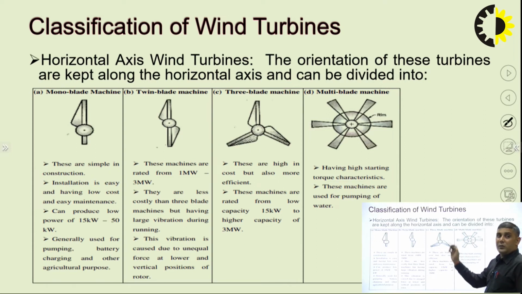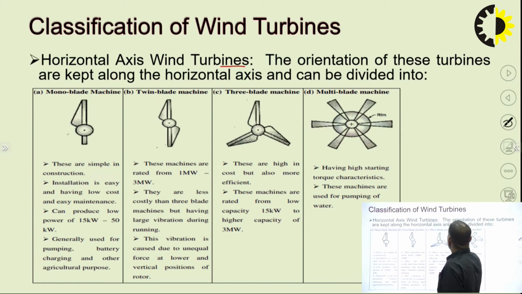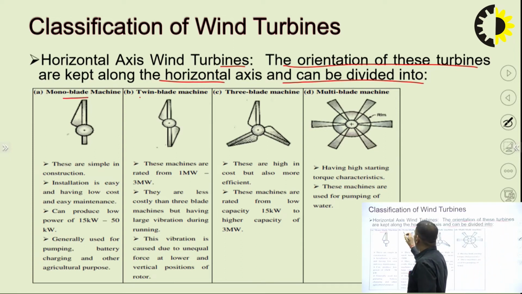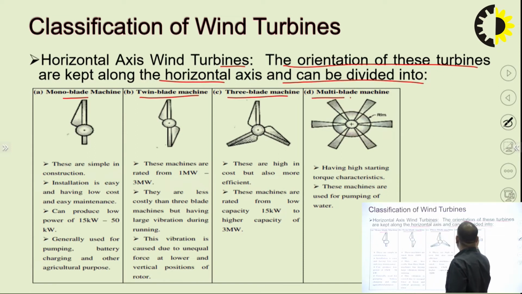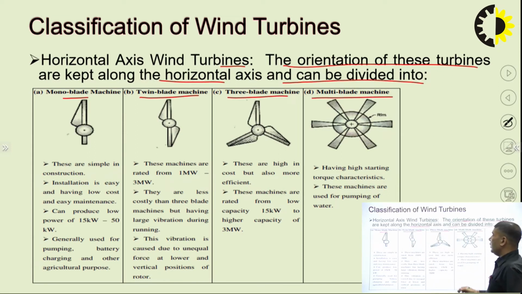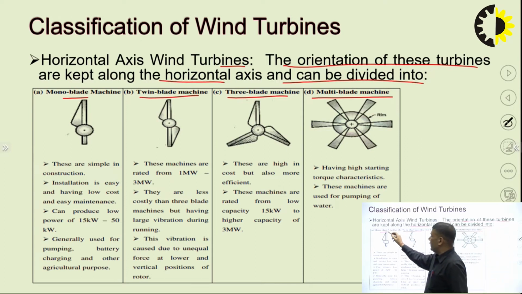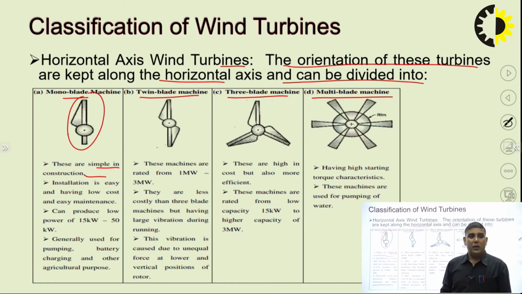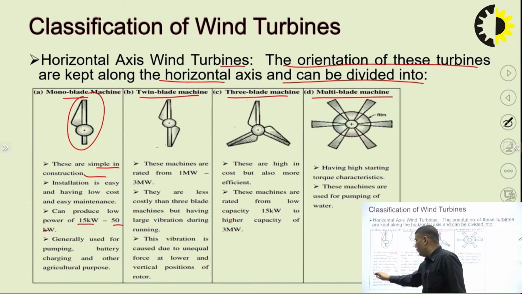As far as the classification is concerned, in the horizontal axis wind turbines the orientation of the turbine is kept along the horizontal axis, and they can be divided into types based on the blades: mono blade machine, twin blade machine, three blade machine, and multi blade machine. As far as the mono blade machine is concerned, you can see this is the diagram. These are simple in construction and easy to install, and they also have low cost and easy maintenance, and they can produce power from 15 kilowatts up to 50 kilowatts.